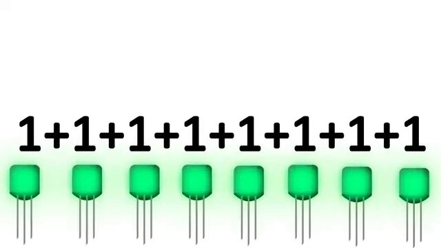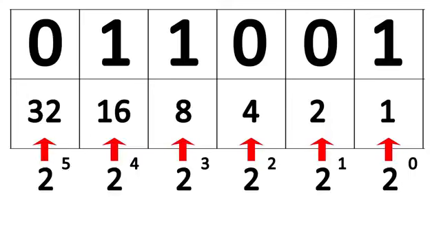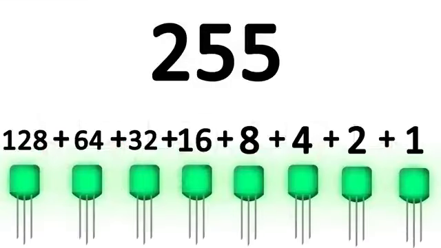8 transistors using the tally system could represent a number as large as 8 by turning all of them on. With binary, we can represent a number as high as 255. An on switch means a 1, and an off switch means a 0.